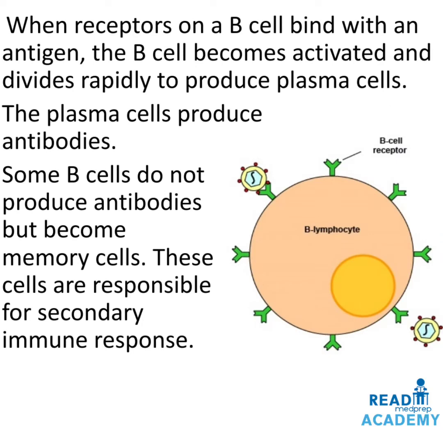When receptors on a B cell bind with an antigen, the B cell becomes activated and divides rapidly to produce plasma cells. The plasma cells produce different types of antibodies. Some B cells do not produce antibodies but become memory cells. These cells are responsible for secondary immune response. In the image below on the right side, you can see the B lymphocytes having large number of different types of receptors on the surface of the cell.